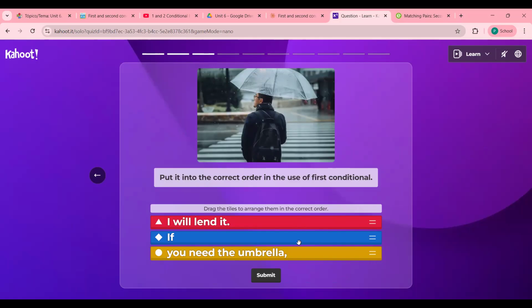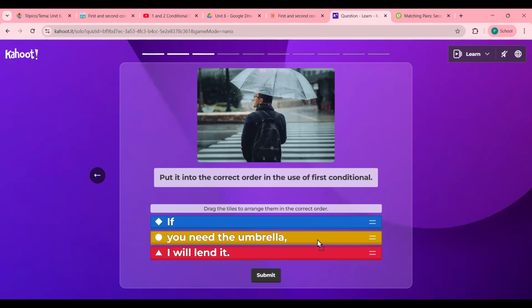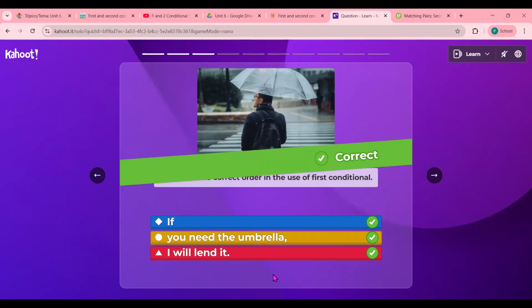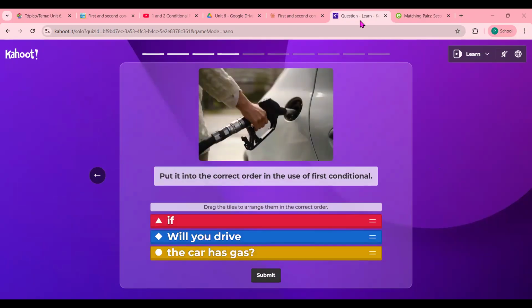First is if you need the umbrella, I will lend it. If, as a condition, you need the umbrella, what is I will lend it? That is that possibility. That's right, my dear Deborah. Good job. Now, next, this is a question.